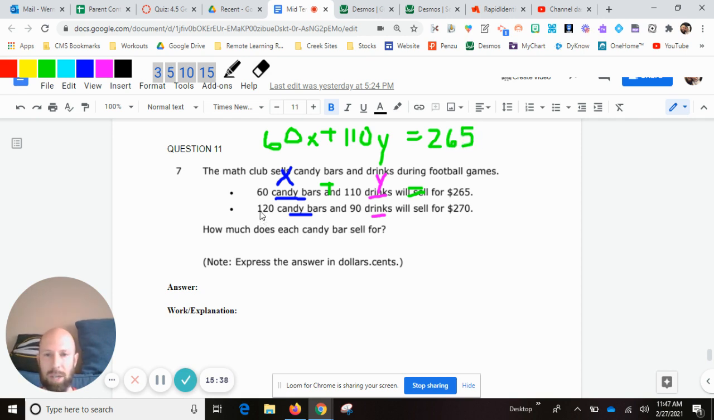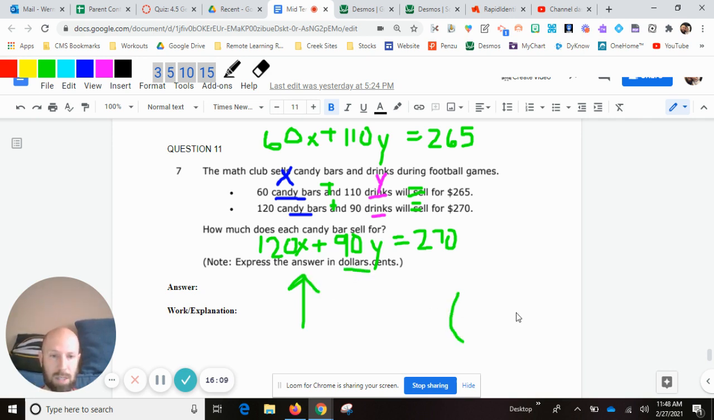Dropping down to find our second equation, 120 candy bars, so that's 120X. And again means we're going to plus 90 drinks. We said drinks are going to be Y, so plus 90Y. And that's going to equal $270. Again, this wants to know each candy bar. Our candy bar is the X, and it wants our answer in dollars and cents. So once we find where it crosses, this wants the X, so we are just looking for the first value. And since it says dollars and cents, more than likely there's going to be a decimal involved.